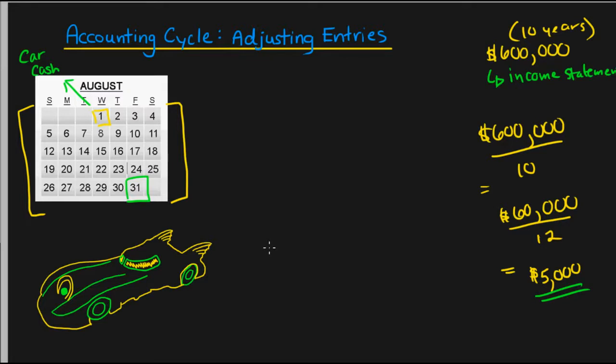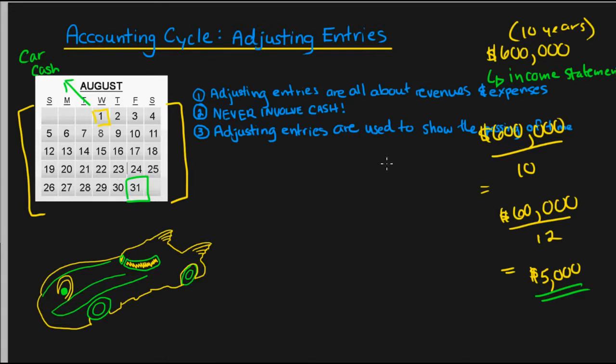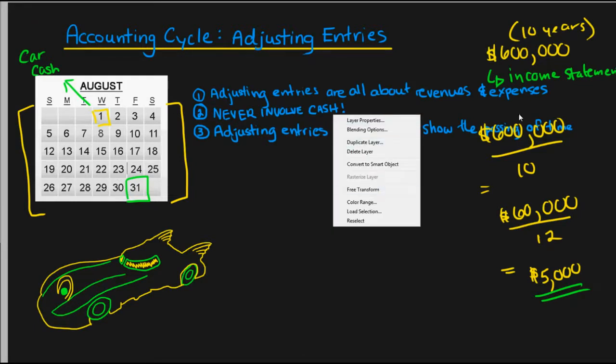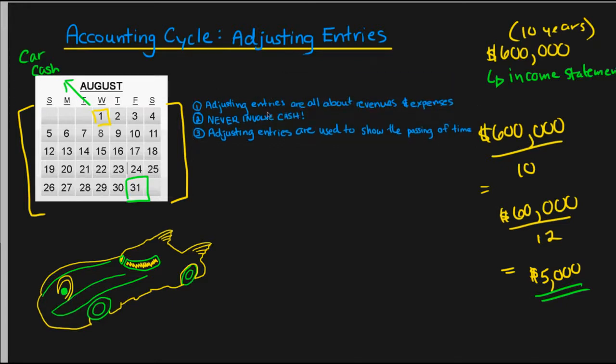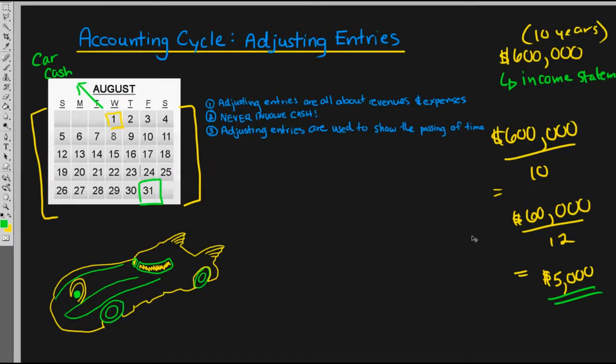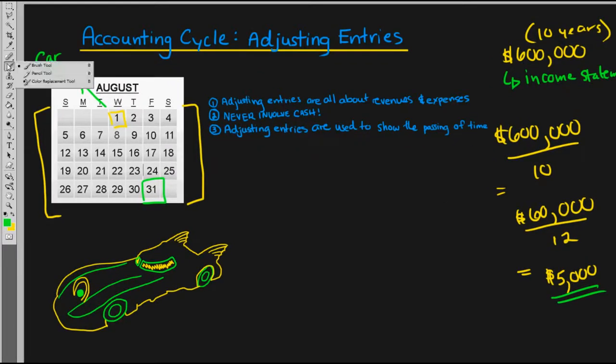Well, if we were to look back at the rules, I got them somewhere here. I think there we go. Let me kind of shrink it down a bit so it isn't entirely crashing into the stuff on the right side. So, adjusting entries are all about revenues and expenses. So, this is going to be a revenue adjusted entry? No, it's going to be an expense adjusted entry because we need to show the expense on the car and the usage of the car. And once again, these adjusted entries don't involve cash, and they need to show the passage of time, which is for 1 month in this case.